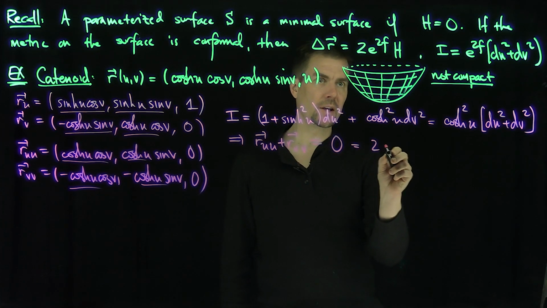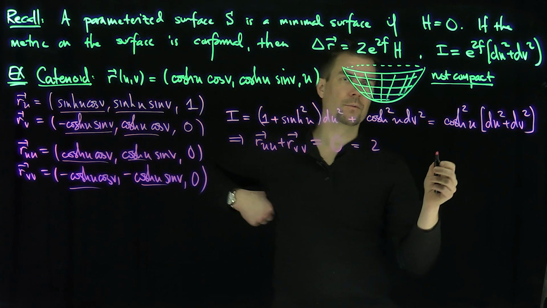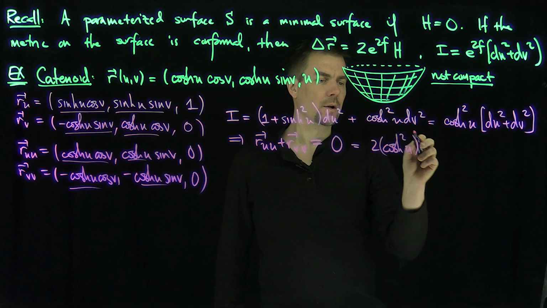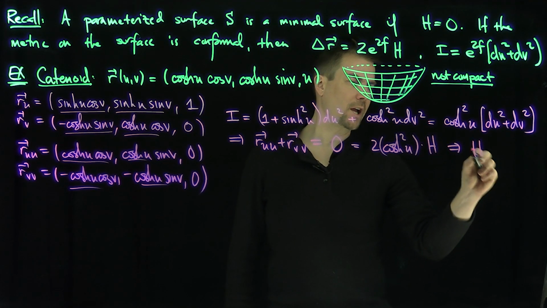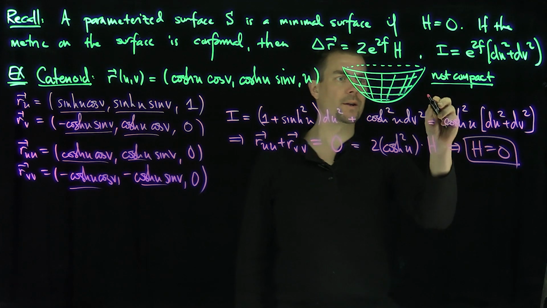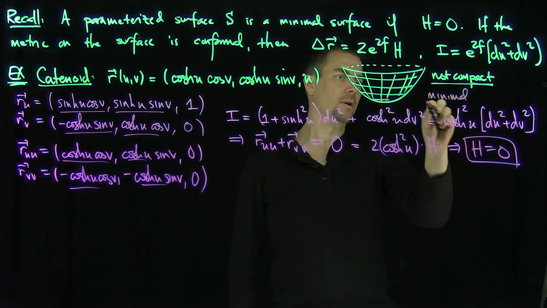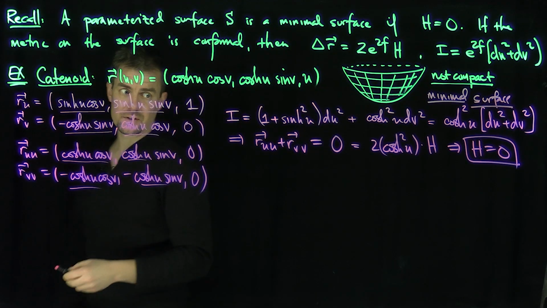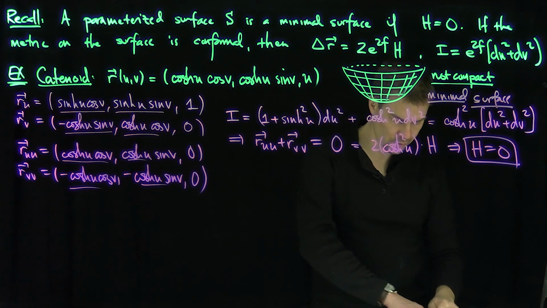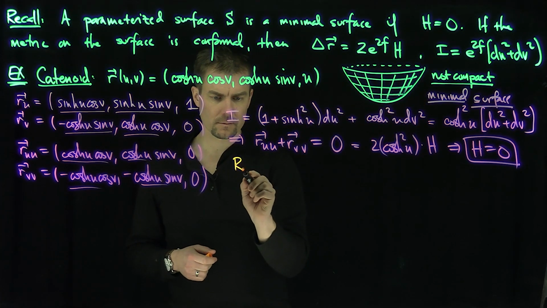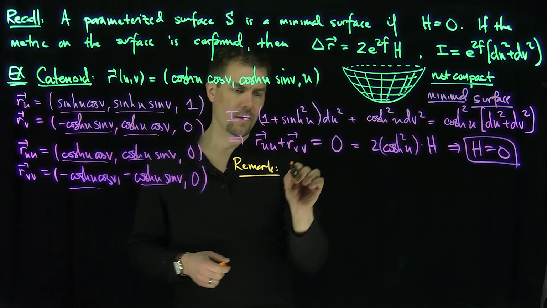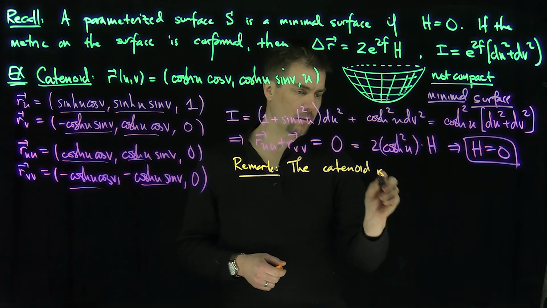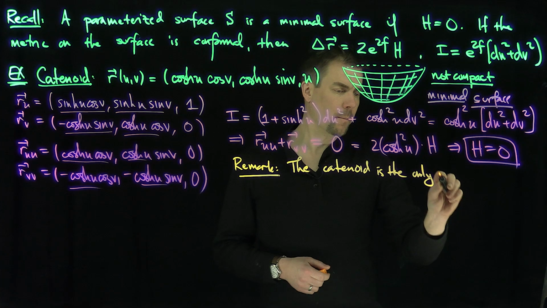On the other hand, it is equal to e to the 2f, which is just the conformal factor over here. So it should be cosh squared u times H, and that forces, of course, H to be equal to 0, and that implies that this catenoid is, in fact, a minimal surface. We have an example of a minimal surface. In fact, later we'll see that the catenoid is the only minimal surface of revolution. So just a remark, that just involves solving a differential equation. Remark: the catenoid is the only minimal surface of revolution.